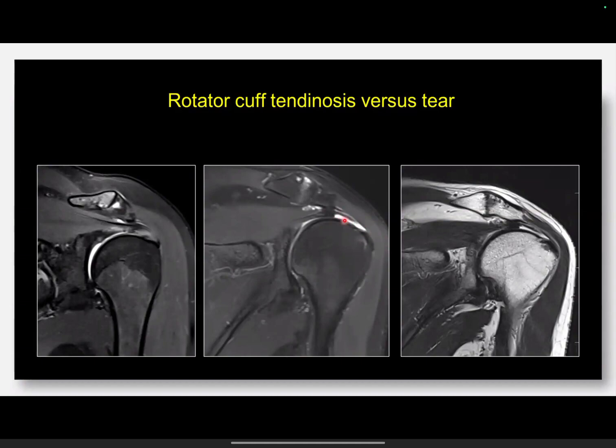So whenever there is retraction, you have to tell up to where it is. You should give measurement also, and say whether there is no retraction, retraction up to mid-humeral head, up to the glenohumeral joint, or beyond the glenohumeral joint. So according to that, they will plan the surgery.